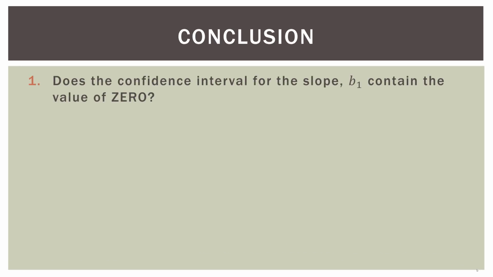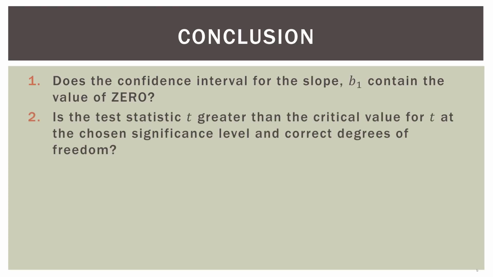Conclusion. So does the confidence interval for the slope, b sub 1, contain the value of 0? In this case, it does not. That's the first question you should look at. Number 2, is the test statistic, t, greater than the critical value for t at the chosen significance level, in this case 0.05 because we're looking at 95%, with the correct degrees of freedom, which in this case was n-2 or 4 degrees of freedom. That's a fancy way of saying you look at your degrees of freedom, go to the back of the book or wherever else, you look at your t-table, find that critical value, look at your t-statistic, and then compare the two. That's all that is.